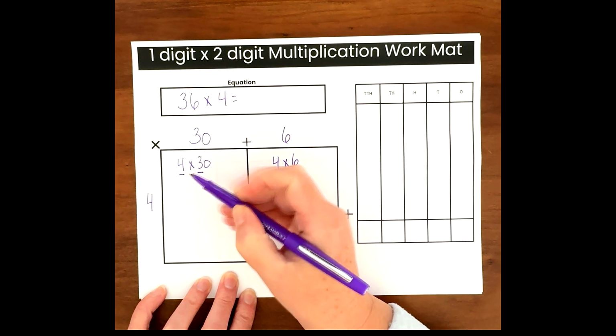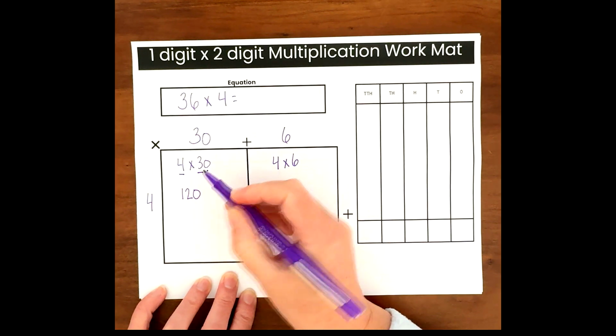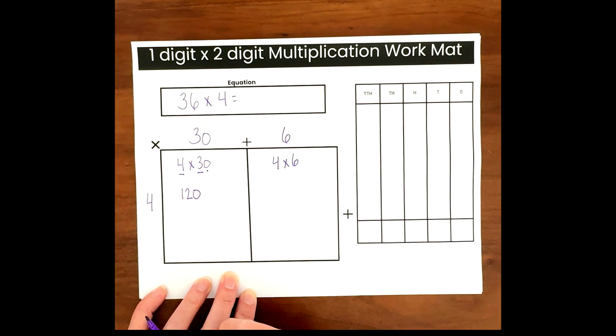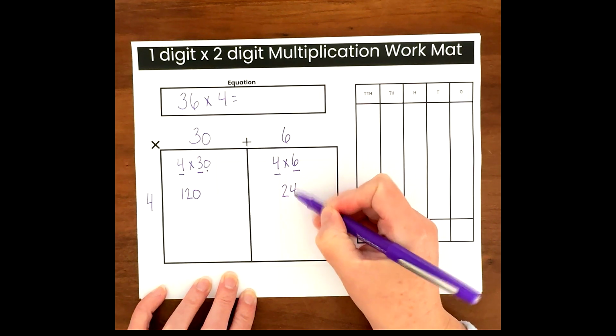4 times 3 is 12. So 4 times 30 is 120. 4 times 6 is 24.